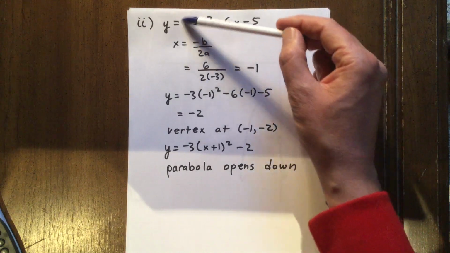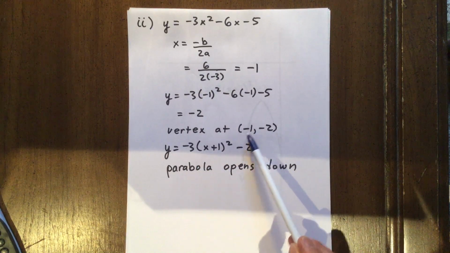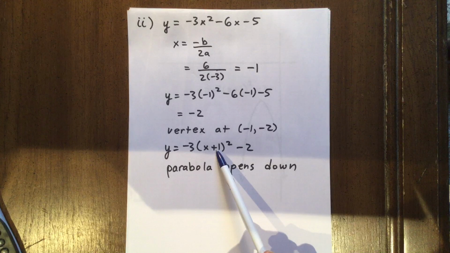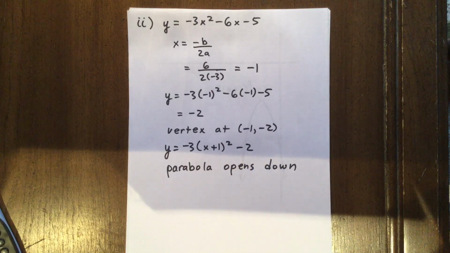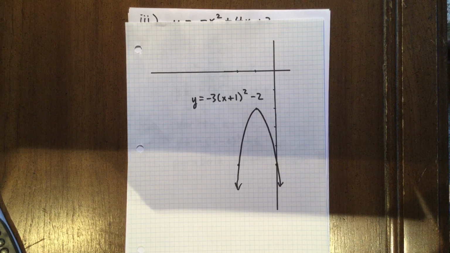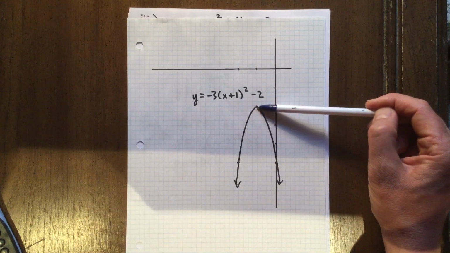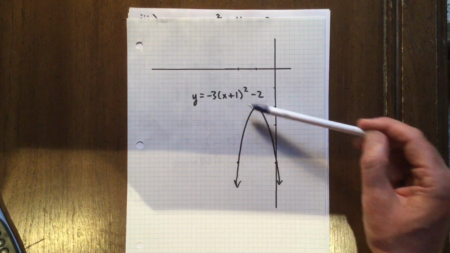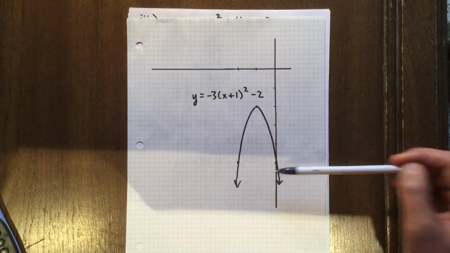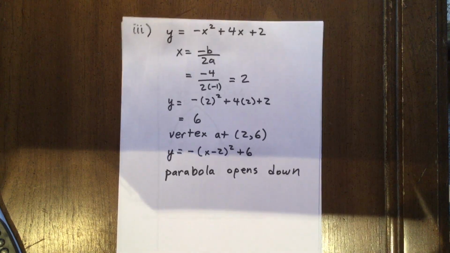I leave the coefficient in front the same. I change the sign on that x coordinate when I put it back into vertex form, and I now have it in vertex form. Obviously, the parabola opens down because the lead coefficient is negative. And when I go to graph it, I have a vertex at (-1, -2), which is right here. And if I go 1 unit to the left or 1 unit to the right, I have to go down 3 units. Couple more questions here.